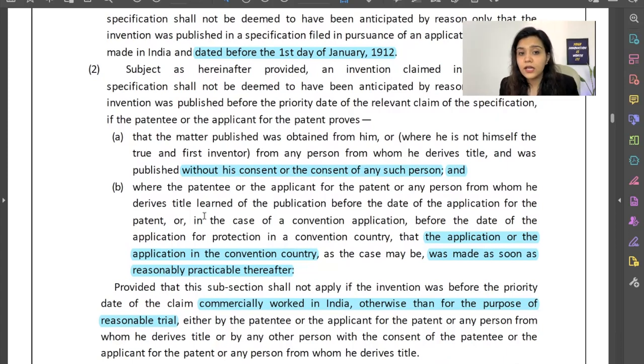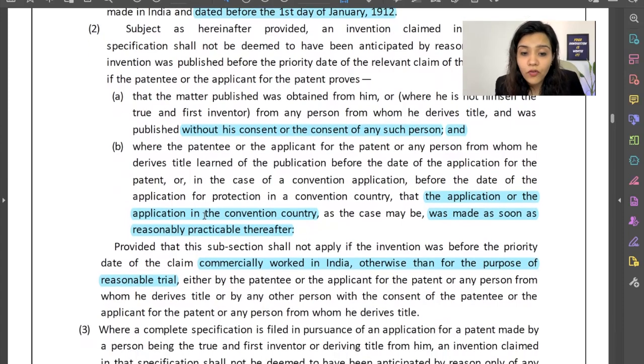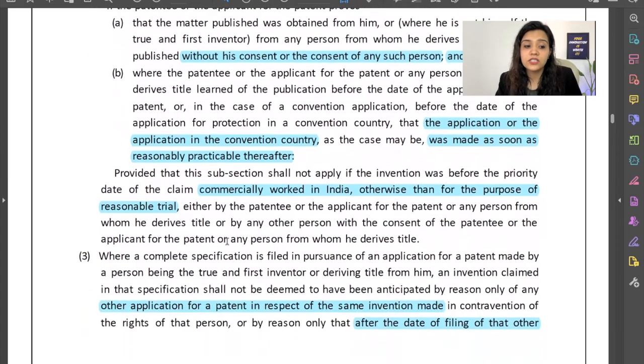So the first clause says that it was published without my consent, and the second clause says that if that happens, then I should file the patent application as soon as it becomes reasonably practicable. Now, the proviso of this section says that even if you are satisfying the conditions of subclause A and subclause B, that there was no consent and I filed my application as soon as I knew that it got published without my consent, if there has been commercial working in India, I will not be getting a patent on it.